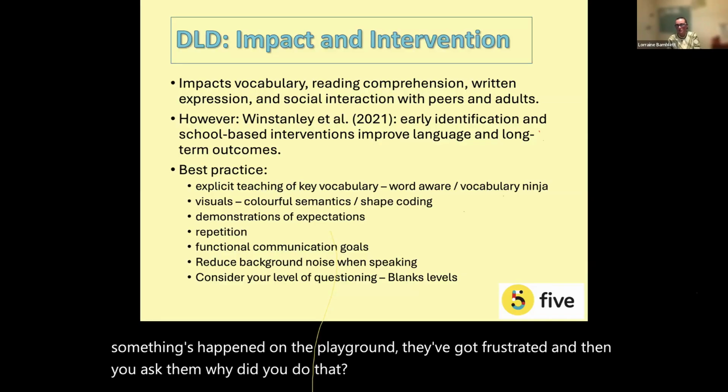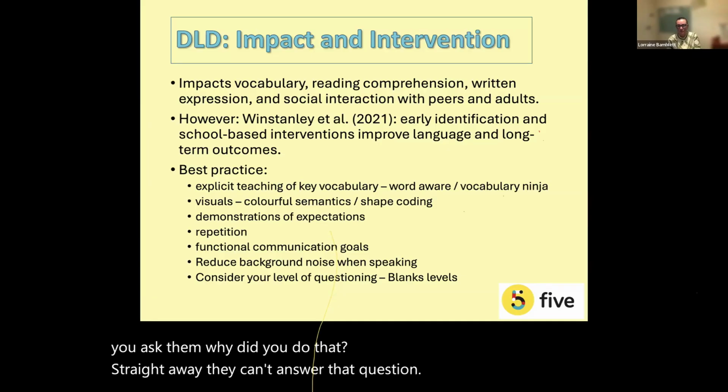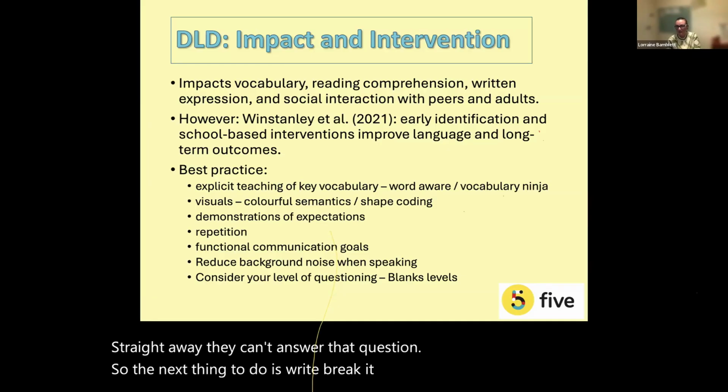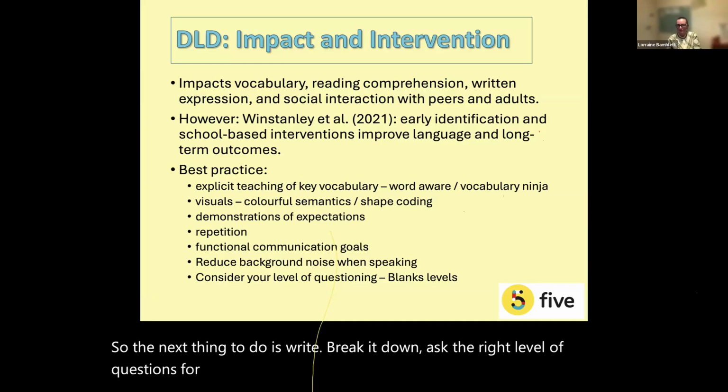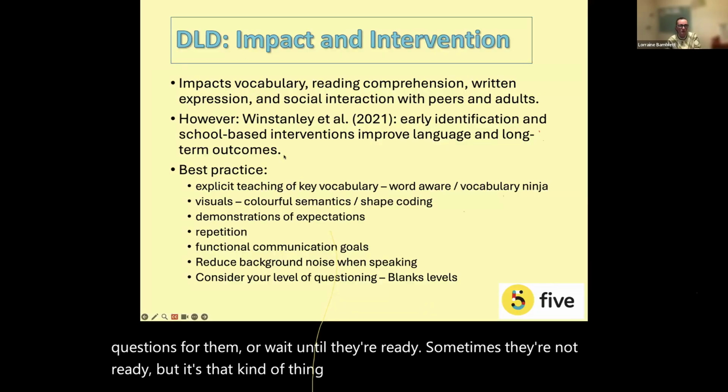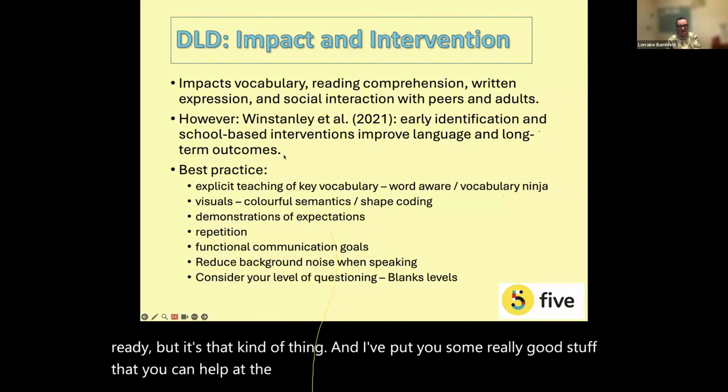Straight away, they can't answer that question. So the next thing to do is break it down, ask the right level of questions for them, or wait until they're ready. Sometimes they're not ready, but it's that kind of thing. And I've put some really good stuff at the end that can help with that.